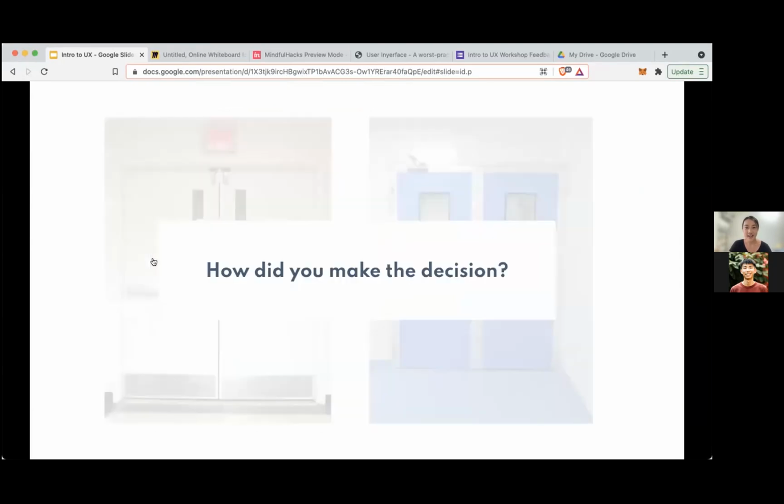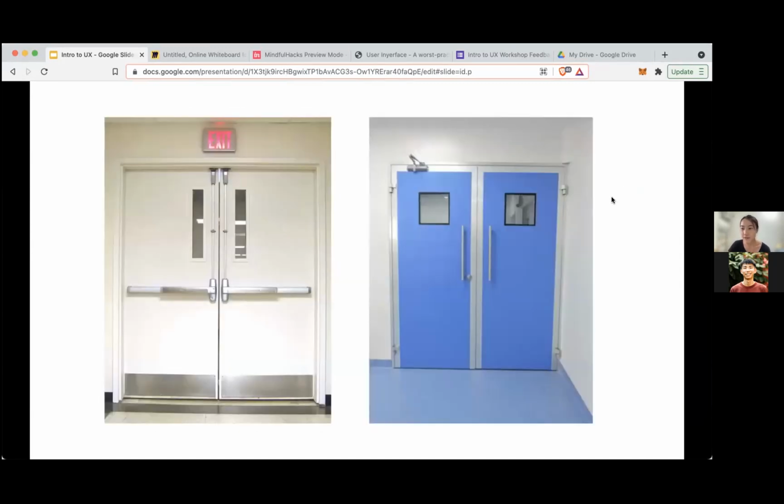Okay, so the question is, I want to ask you, how did you make the decision of whether to push or pull? Think about it for a bit. And if you can share with me your answer either on Slido, or I don't know if you can open your mic to see the answer, but that's okay. You can type your answer in Slido if you want to share with me. How did you make the decision of whether to push or pull the door?